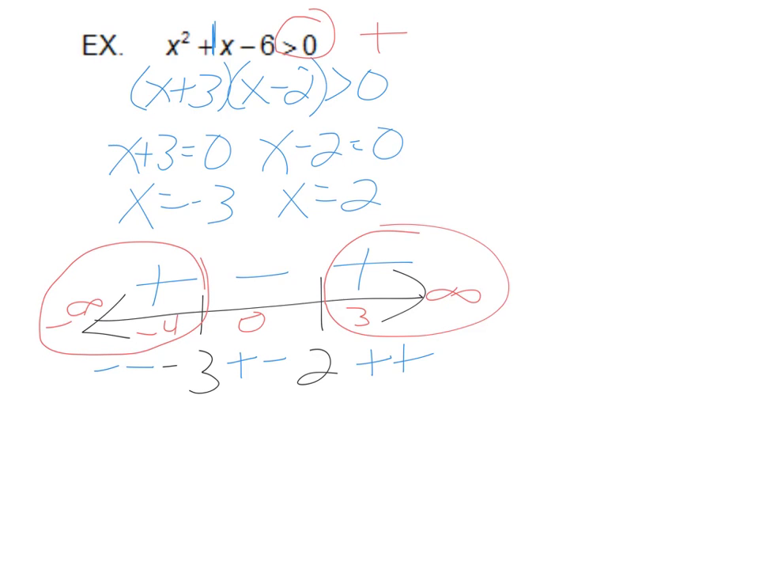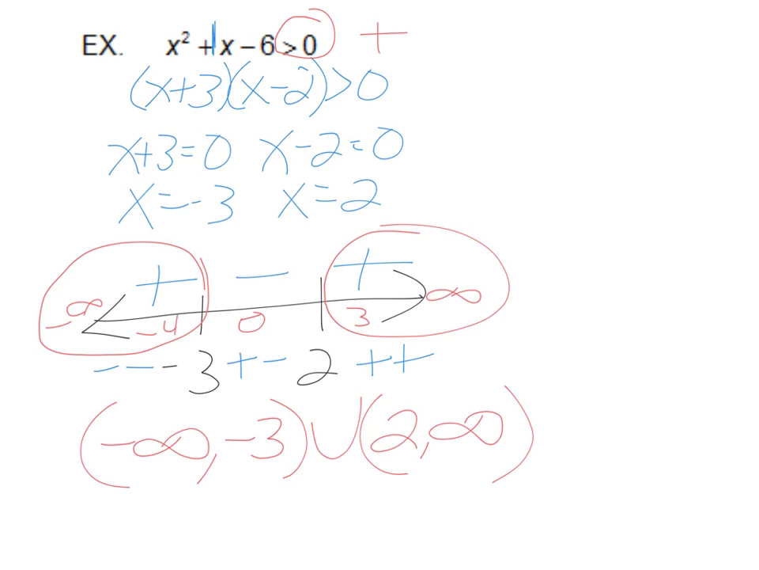From left to right, the first positive interval starts at -infinity, goes to -3. The second interval starts from left to right at 2 and goes to +infinity. I do not have the equal to on the original greater than symbol. That means all parentheses and a union because there's two parts.